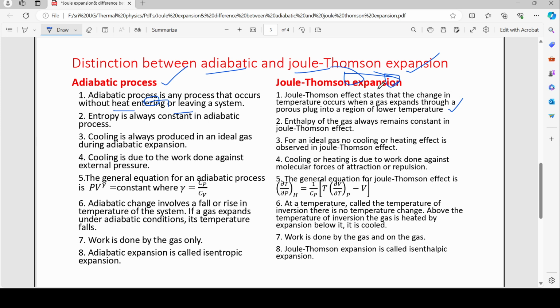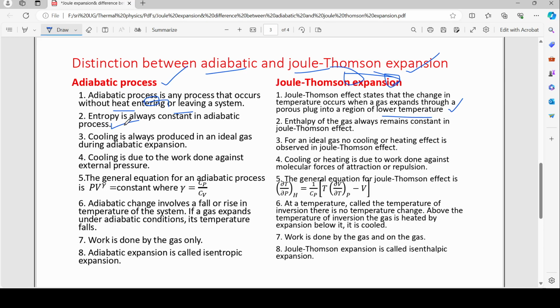Here the gas will enter. Then what happens? A small change in temperature will occur, so a lower temperature will be present. In an adiabatic process, entropy is always constant. Yes, entropy is always constant.